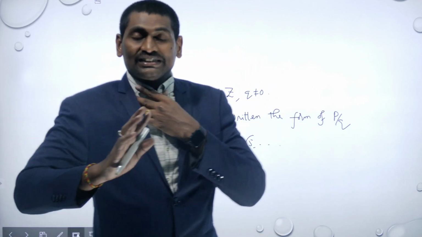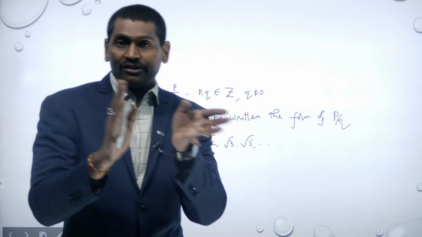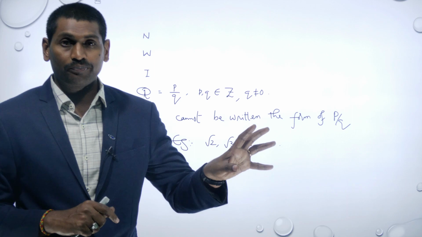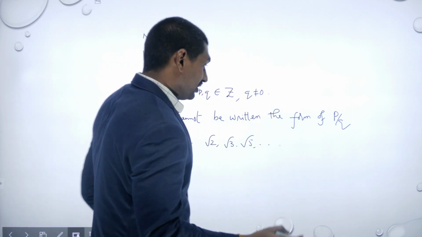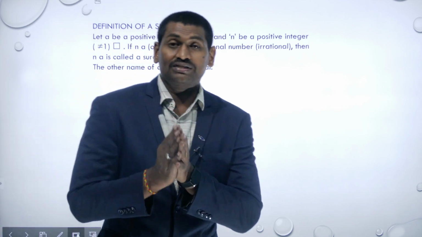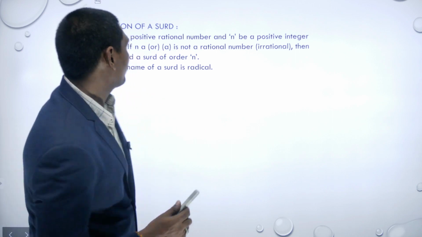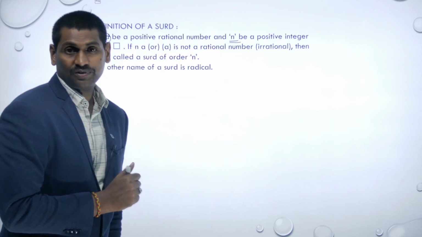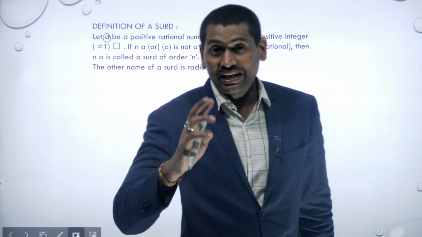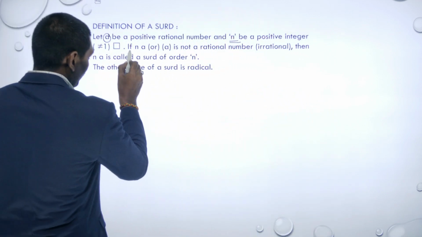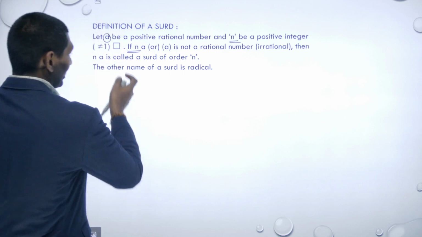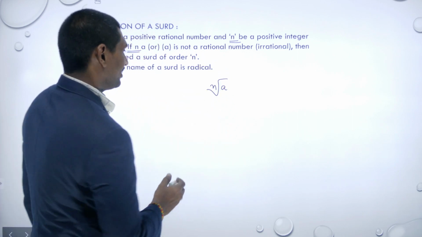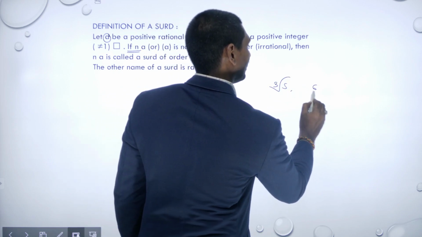Now what is the definition of a surd? Is there any separate definition of surd, or do we go with the same definition, that the numbers cannot be written in the form of p by q? Yes, there is a separate definition of the surd. If a is a positive rational number and n is a positive integer, the number which can be expressed in the format of nth root of a is called a surd.